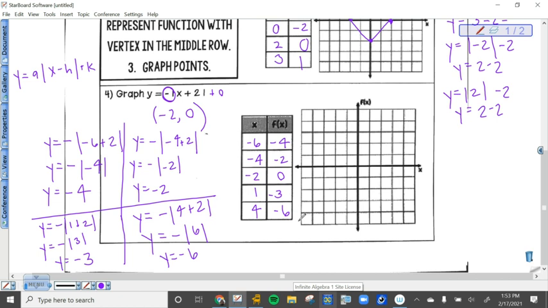And name enough lines for 6. 1, 2, 3, 4, 5. So to count by twos: 2, 4, 6. So this first one is at negative 6, negative 4. So I'm going to go over to the left, negative 2, negative 4, negative 6, and then down, negative 2, negative 4. Next one, negative 4, negative 2. So negative 2, 0.